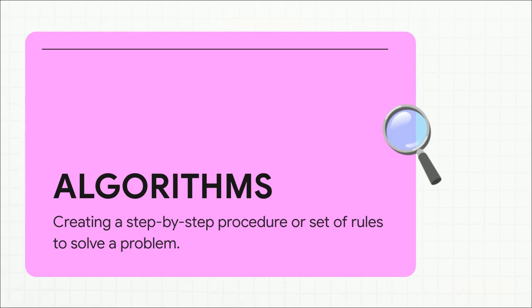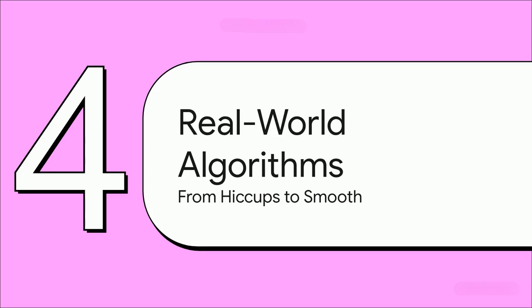And the final piece of this puzzle is the algorithm. Now, please don't let that word scare you. An algorithm is just a fancy term for a recipe. It's a step-by-step set of instructions that you create to solve a specific recurring problem. So here's where it gets really good. We're going to see how we can use these tools, especially algorithms, in the real world. This is where we turn those everyday frustrations and little hiccups into smooth, almost automatic operations.